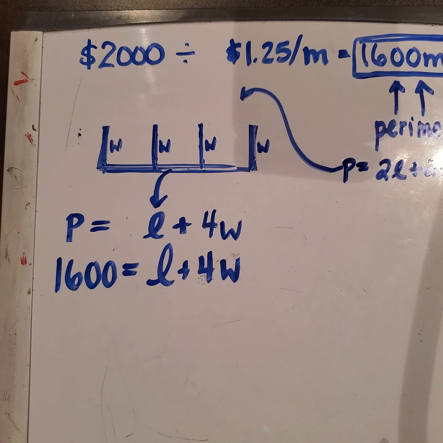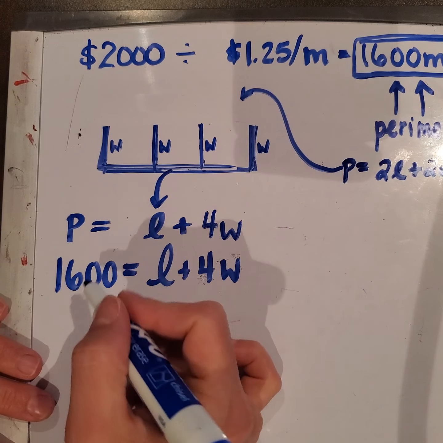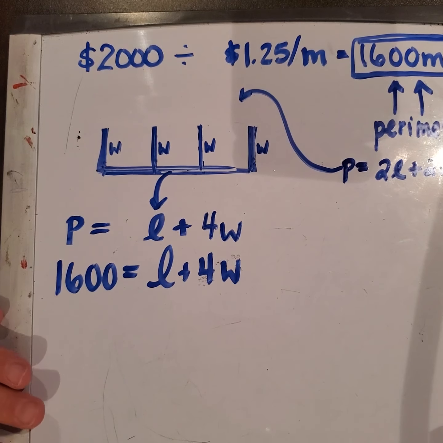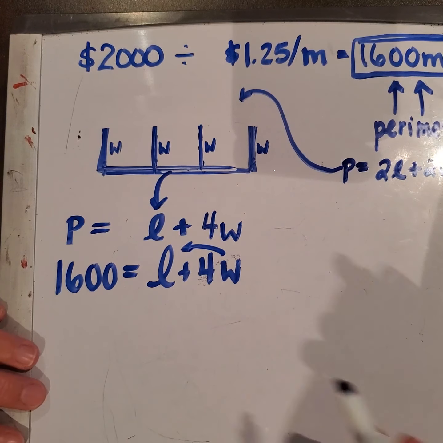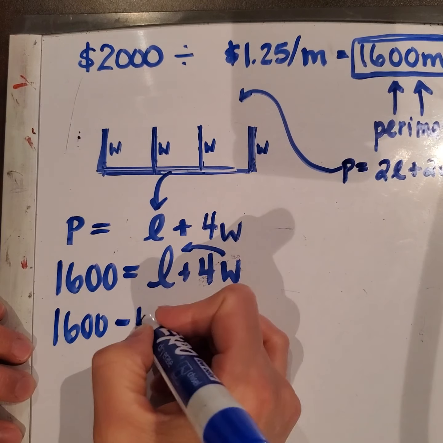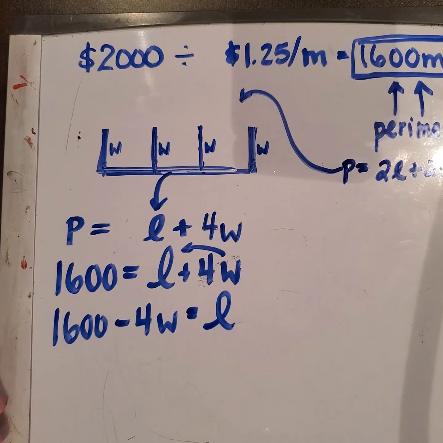I personally think it would be foolish to isolate W because I would move the L over and then I would have to divide everything by 4, creating a fraction or decimal. The far easier route is to isolate L. So the 4W is going to come over to the other side of the equation, change signs, and now I've isolated L.